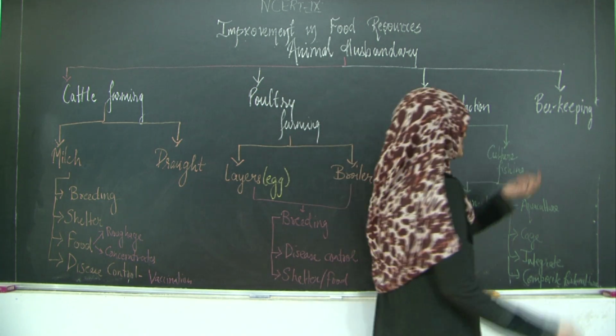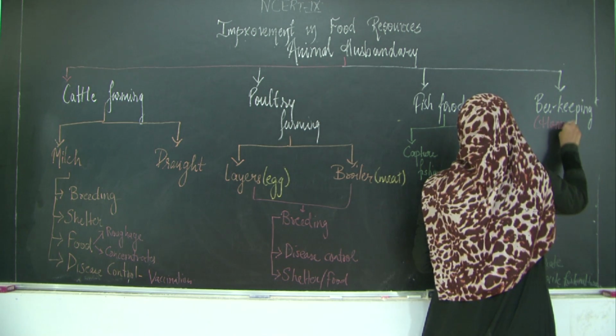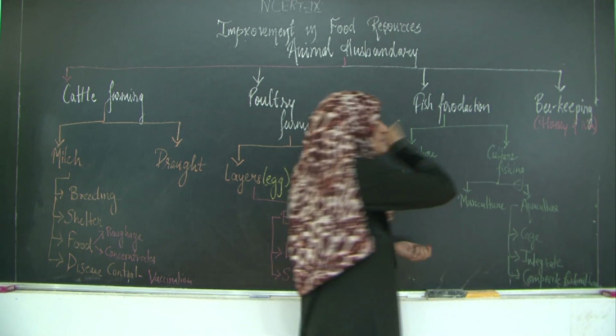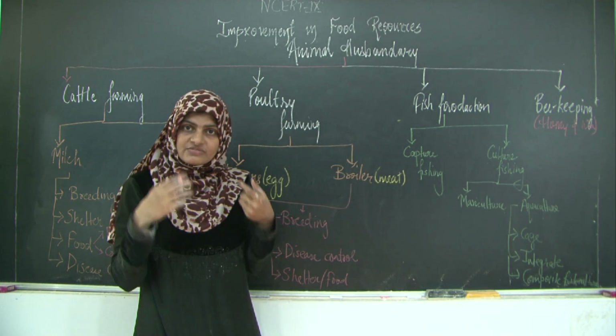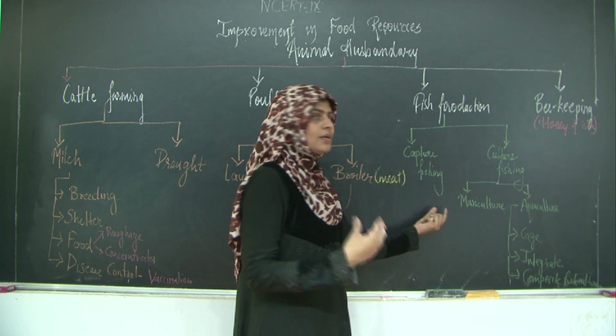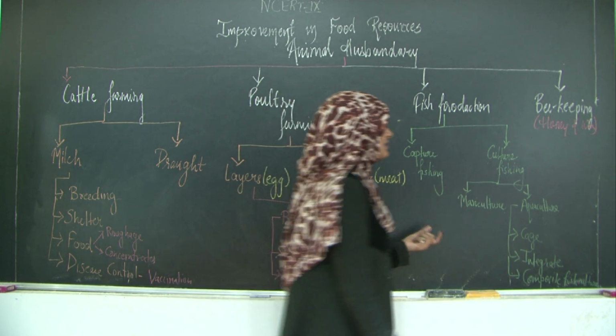And the last one, beekeeping. We do beekeeping for what? Honey and wax. Why do we do fish production? Fish production because it is a very rich source of protein as well as it is very cheap, so the poor people can easily afford it. So the protein content over here is more and it is cheaper.